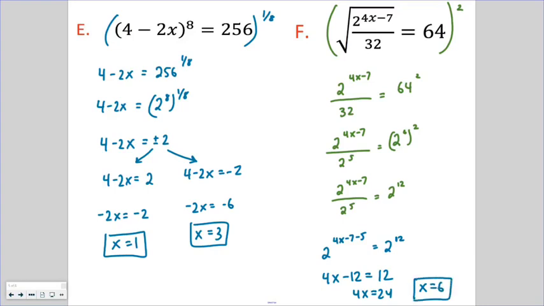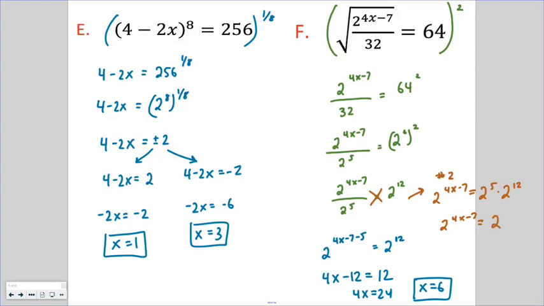Option number 2, and I'll do this in a separate color, coming from that step, I could have cross multiplied, and this would become 2 to the power of 4x minus 7 is equal to 2 to the 5th times 2 to the 12th.